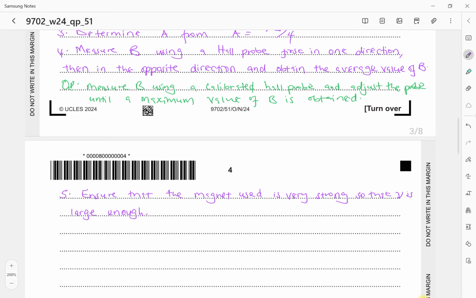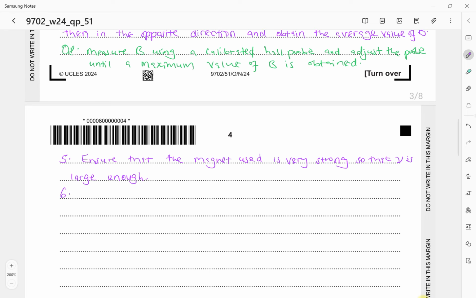Of course, if V is large enough, then the percentage uncertainty would be low. Then step 6, I'm now going to measure S. Of course, S could be very small, so measure S using a vernier caliper. You can use the inside jaws of the vernier caliper.